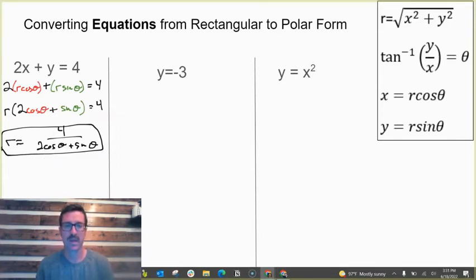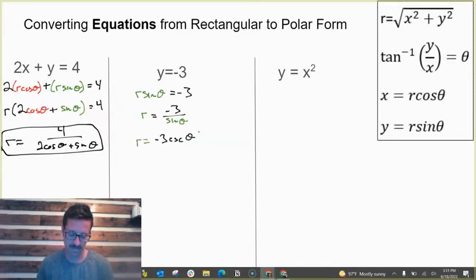Now let's look at our second example. If we're doing y equals -3, once again, if I see the y, I know that y equals r sine theta. So I'm going to make that substitution. And then I'm going to divide both sides by sine theta to isolate the r. And right here, we can simplify this one step further. We have the reciprocal of sine theta. And if we know our trig functions fairly well, we know the reciprocal of sine theta equals cosecant theta. And that's that one in polar form.